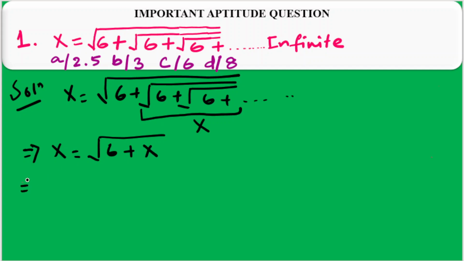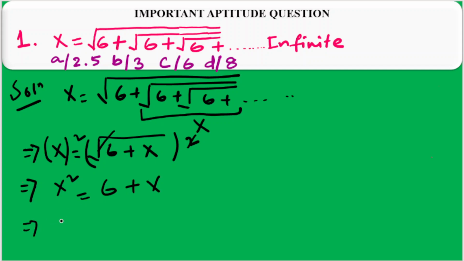Next step we need to do is we have to square both sides of this equation. x square equal to 6 plus x. The square and root will get cancelled out and the equation will become x square equals x plus 6. Next is we can change the side of this equation as x square minus x minus 6 is equal to 0.